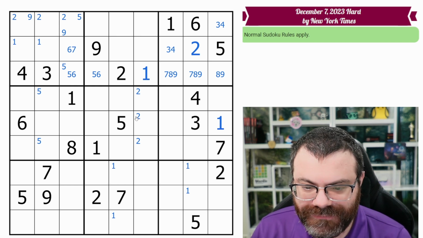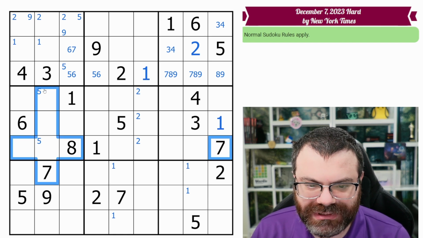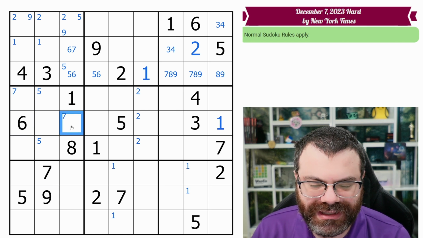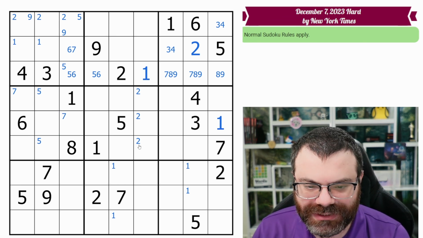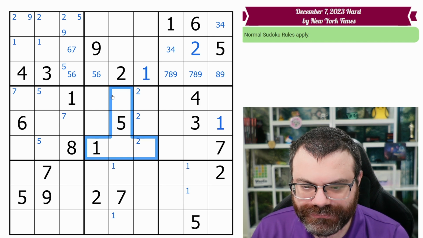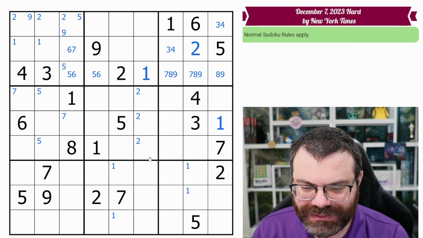Is there anything else I can find in this band before I move on? Well, this 7 looks into this box. This 7 looks up. So we can put 7 in one of these two. It can be useful in the future to find the hidden 7 when we get a 7 somewhere else. Not so useful here. Just looking at 7s real quick.